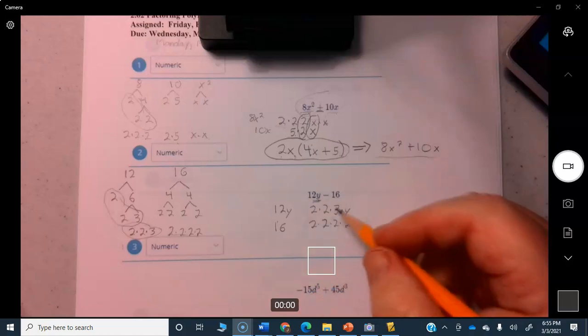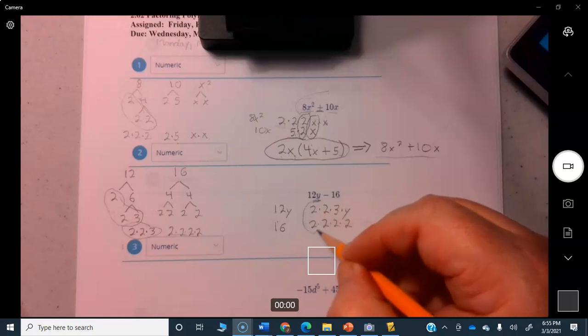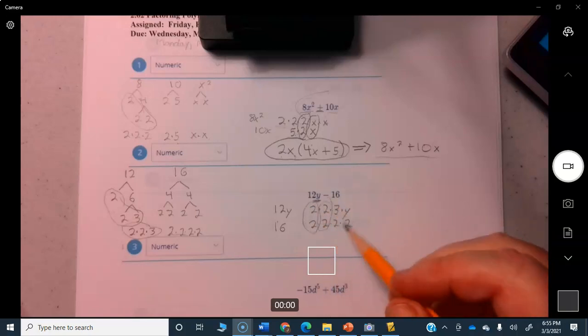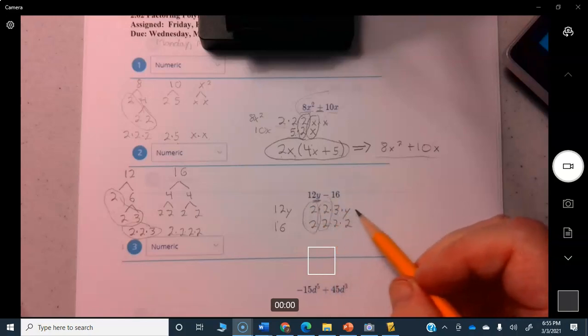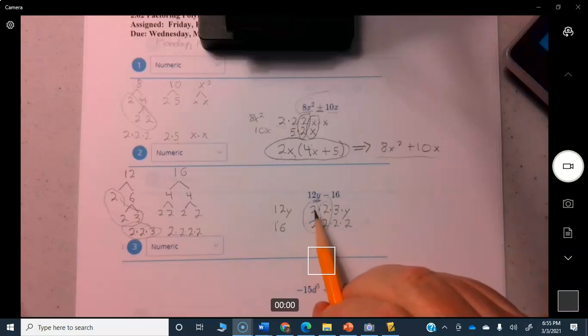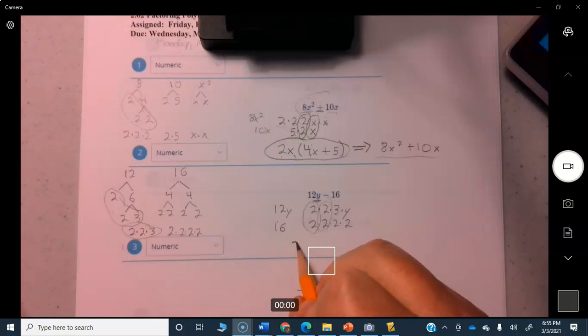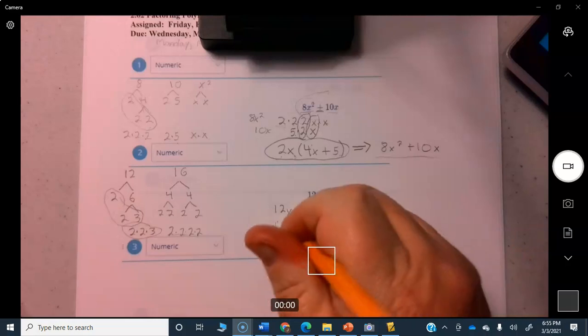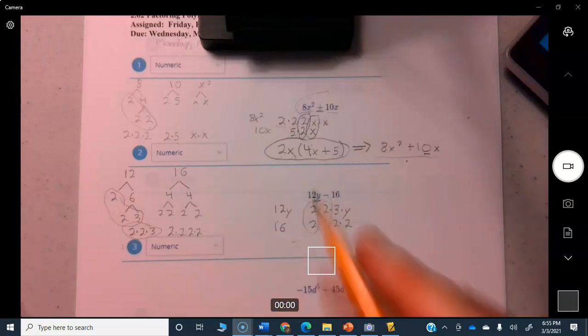Okay, so what do these have in common? They have this 2 and this 2 in common. They don't have any more 2's in common. There's no more 2's on the top. There was no 3's on the bottom. There's no y's on the bottom. So they have 2 times 2 in common. So 2 times 2 is going to come out of the parentheses. And it's just going to be 2 times 2 is, let's do that right, it's going to equal 4.